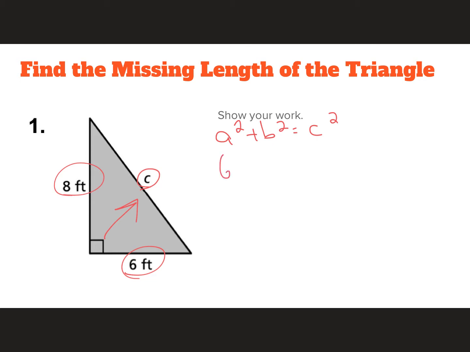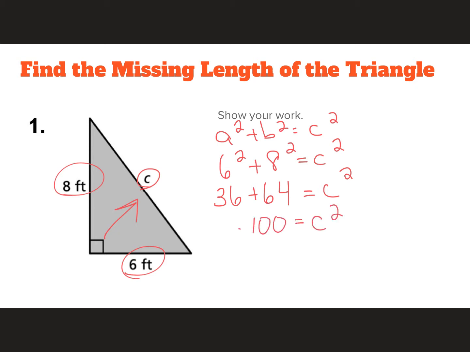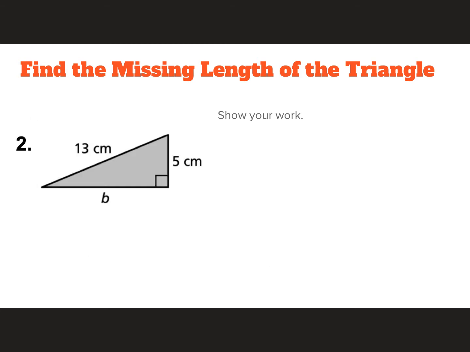So I have 6 squared plus 8 squared equals C squared. That is 36 plus 64 equals C squared. 36 and 64 is 100. So if 100 equals C squared, we take the square root of both sides. I get 10 equals C. Nice and easy.